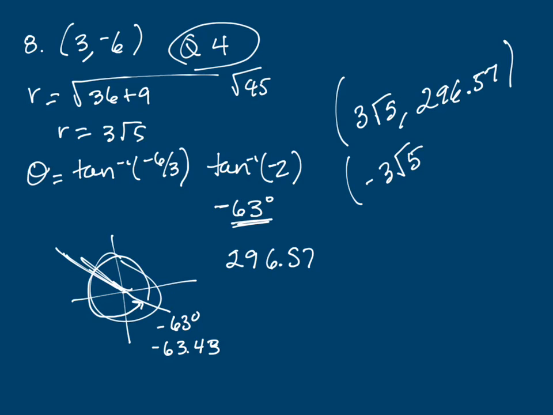And so you would end up adding 180 degrees to this. So negative 63.43 plus 180 is 116.57 degrees. Okay, so that's going from rectangular to polar coordinates.